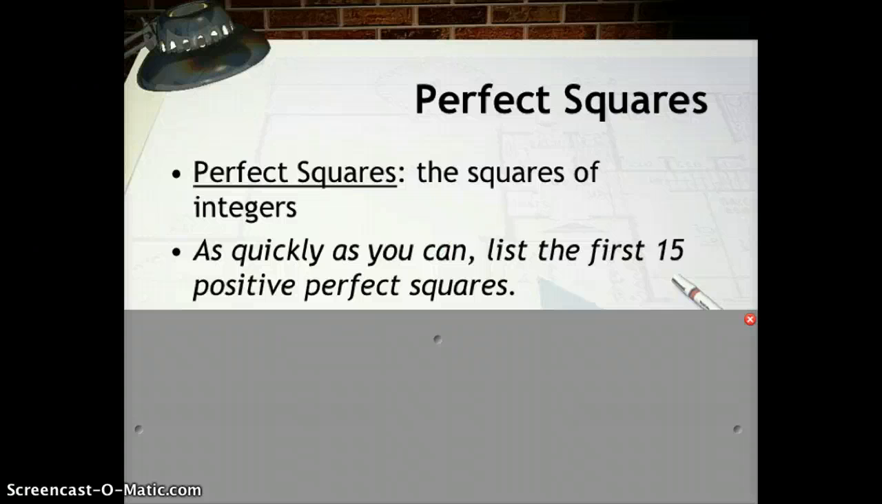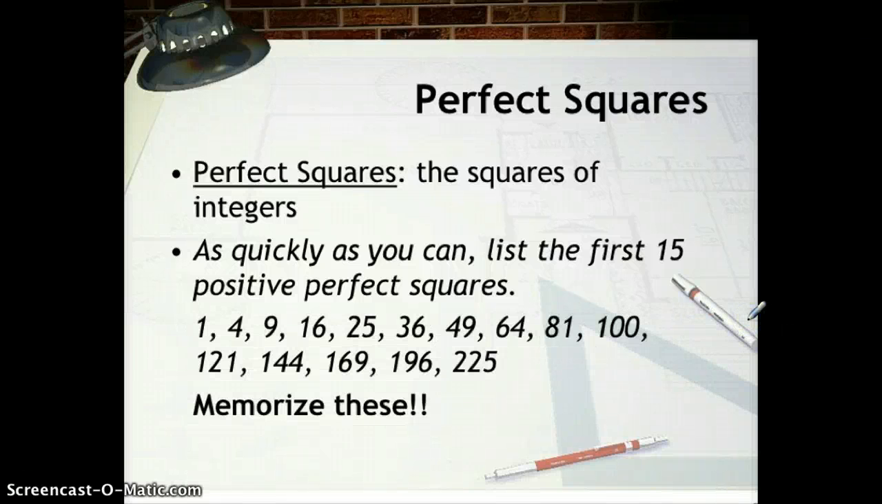So I want you, as quickly as you can, to list the first 15 positive perfect squares. So go. See if you can beat me. Okay, I already actually listed them, so good luck beating me. Here they are: 1, 4, 9, 16, 25, 36, 49, 64, 81, 100, 121, 144, 169, 196, 225. And if you didn't figure that out, you're just doing that by 1 times 1, 2 times 2, 3 times 3, etc. I highly recommend that you memorize these. It's going to make your life in this unit much easier.